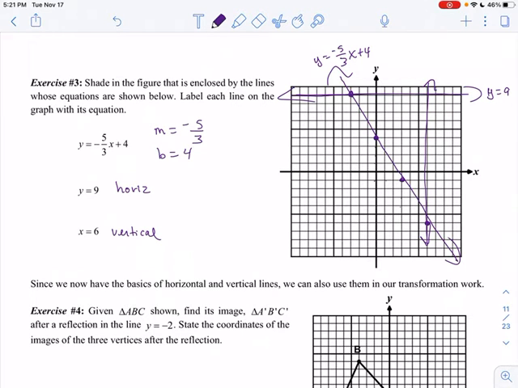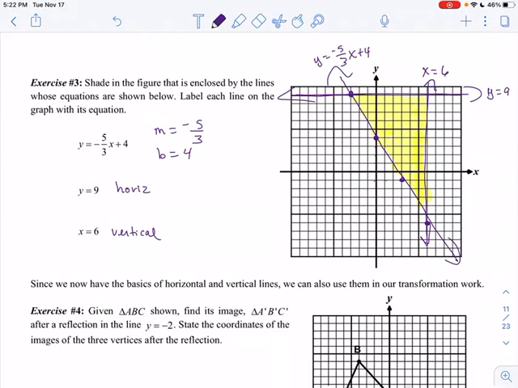And just so you can see that that is forming a triangle, this triangle is right there. Shade in the figure, so you can lightly do that with your pen or pencil, or you could use a highlighter. Shade in the figure that's enclosed by the lines. And I labeled each line. I forgot the x equals 6. And those are my three lines right there, and together they form a triangle.